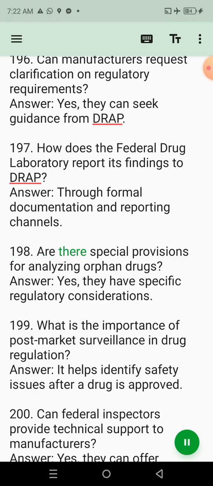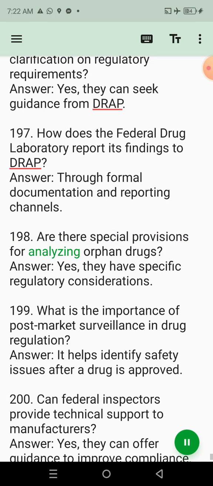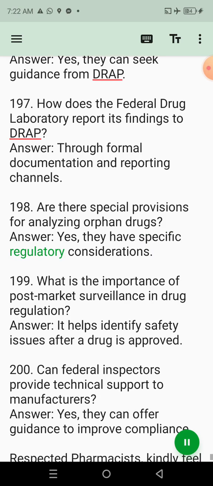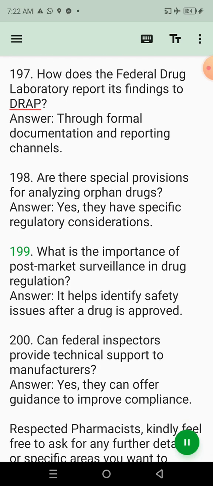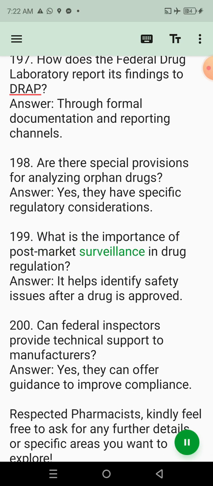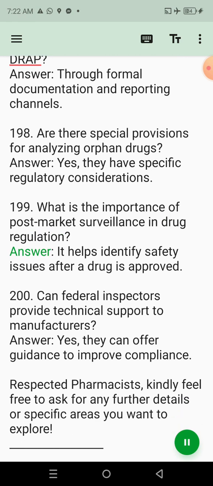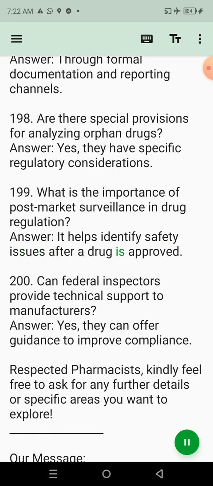198. Are there special provisions for analyzing orphan drugs? Answer: yes, they have specific regulatory considerations. 199. What is the importance of post-market surveillance in drug regulation? Answer: it helps identify safety issues after a drug is approved.